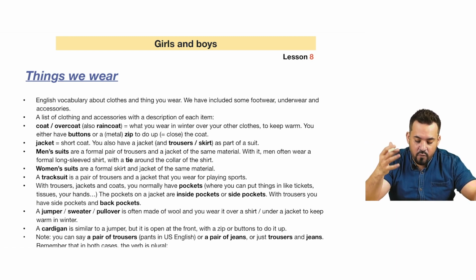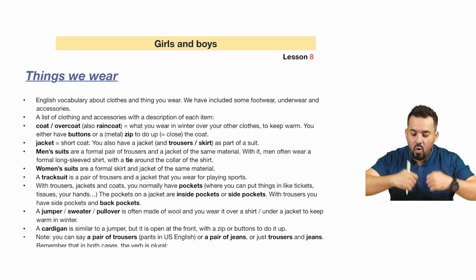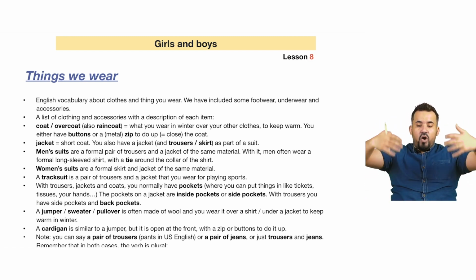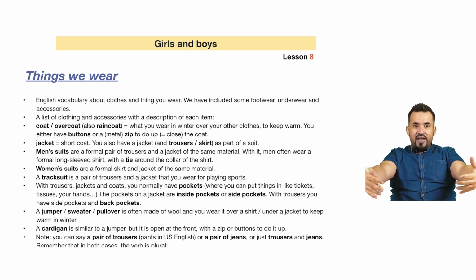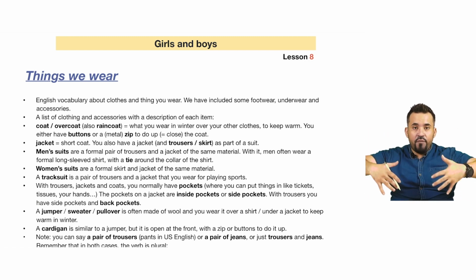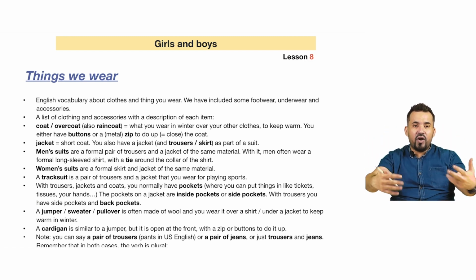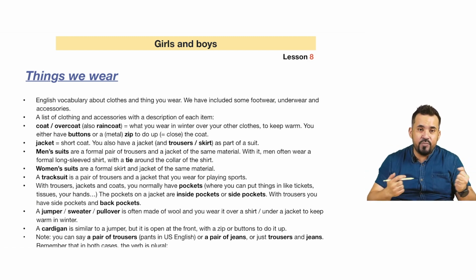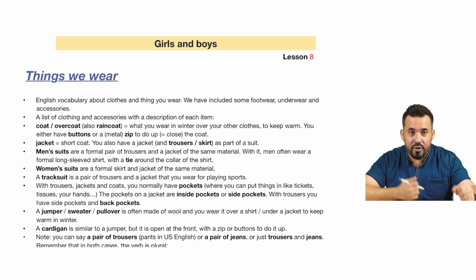A coat, overcoat, also a raincoat, is what you wear in winter over your clothes. A coat or a raincoat is longer and protects you from the rain. An overcoat is kind of like a raincoat, but it's much thicker. It's normally made out of wool because it keeps you warm in very cold places.